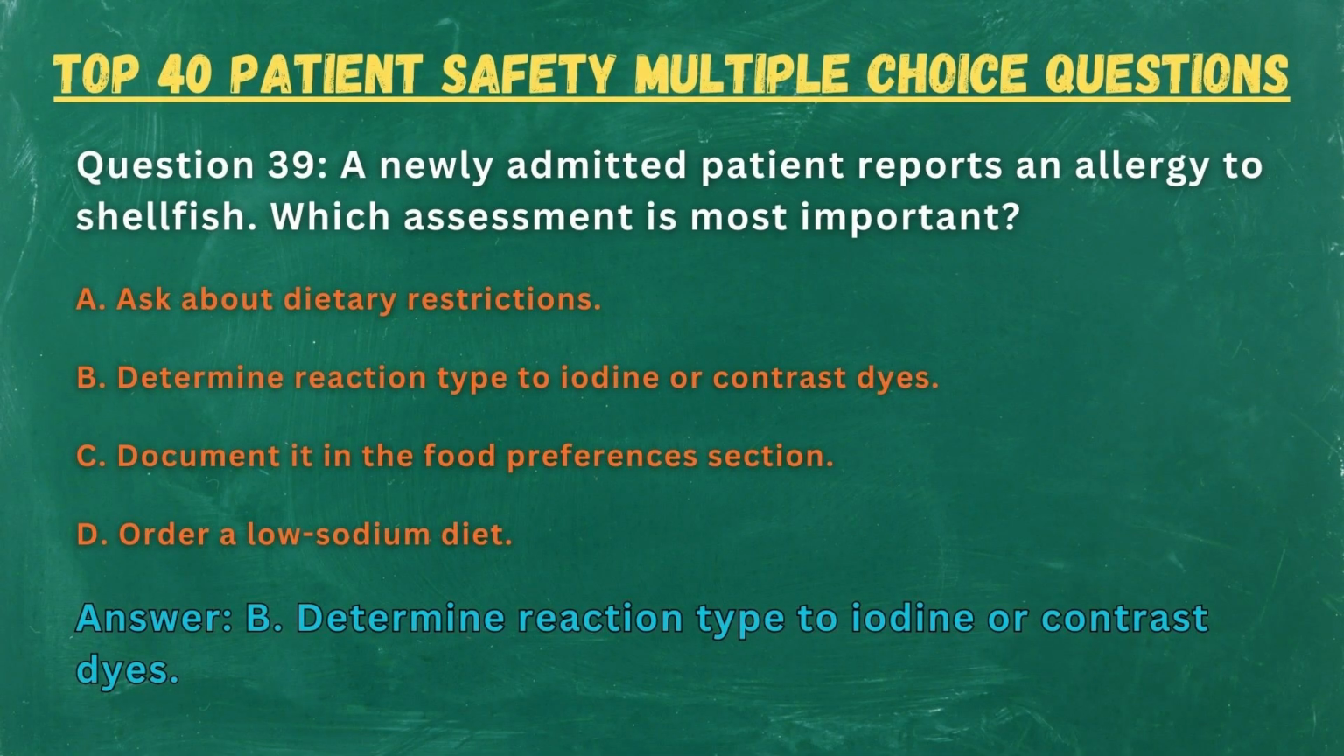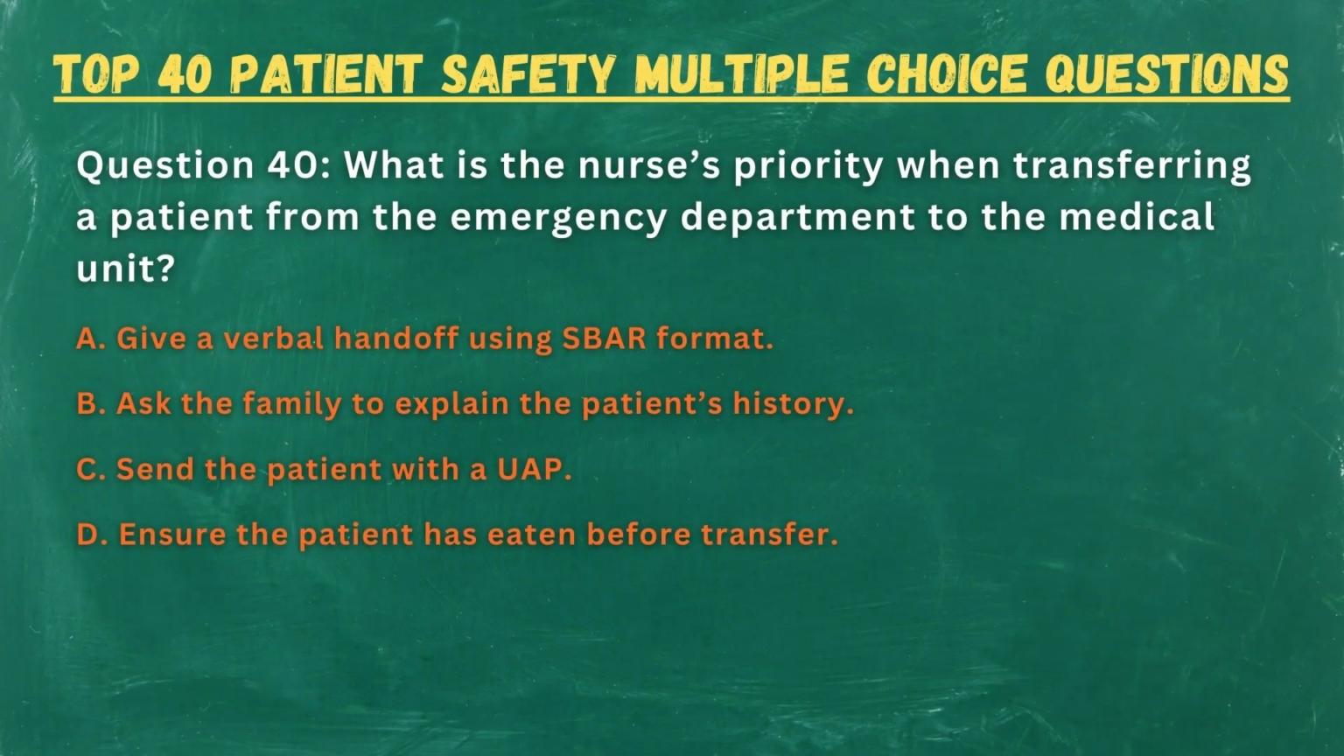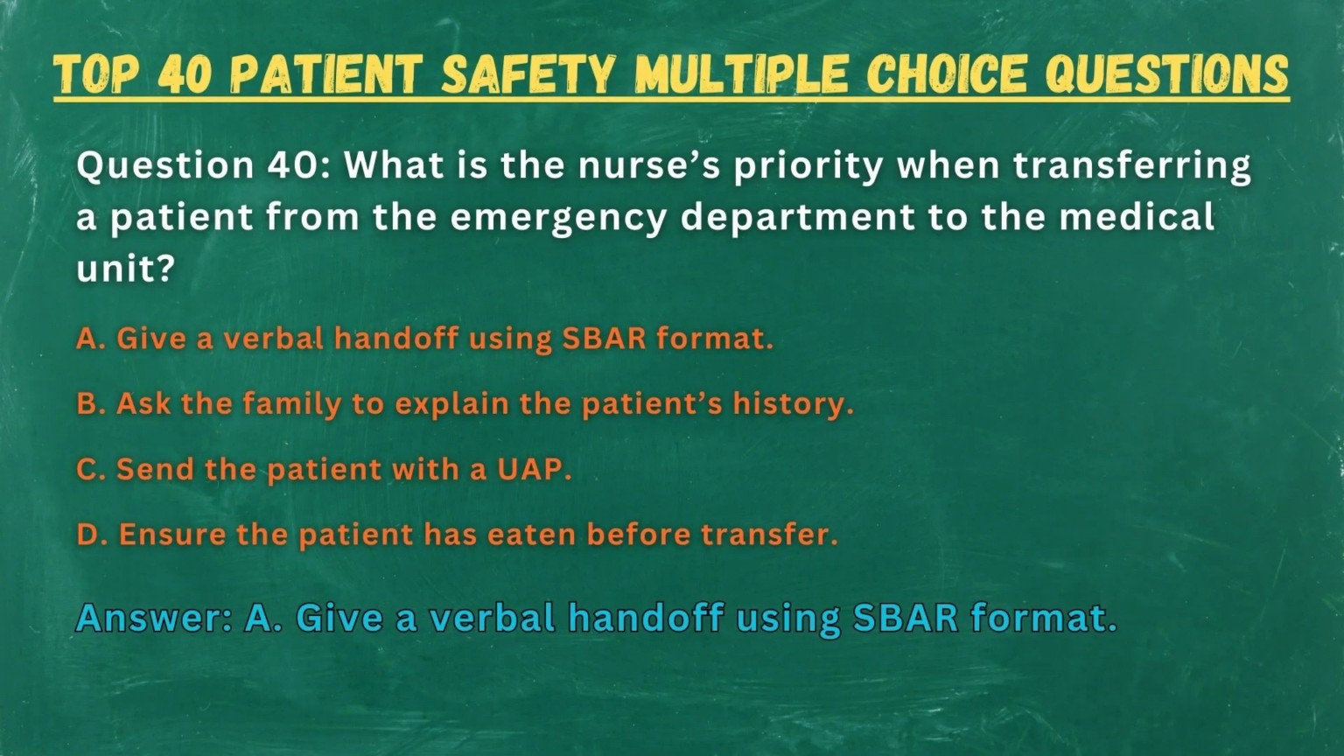Answer: B. Determine reaction type to iodine or contrast dyes. Question 40. What is the nurse's priority when transferring a patient from the emergency department to the medical unit? A. Give a verbal handoff using SBAR format. B. Ask the family to explain the patient's history. C. Send the patient with a UAP. D. Ensure the patient has eaten before transfer. Answer: A. Give a verbal handoff using SBAR format.